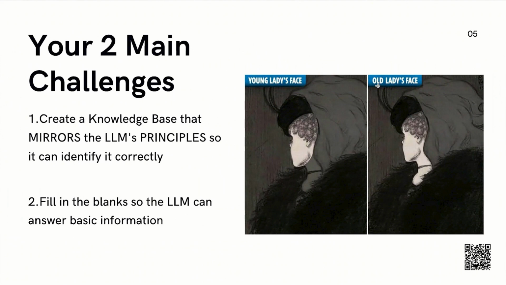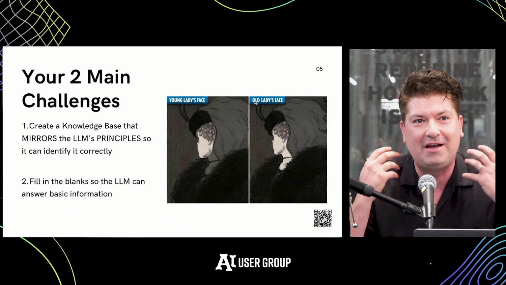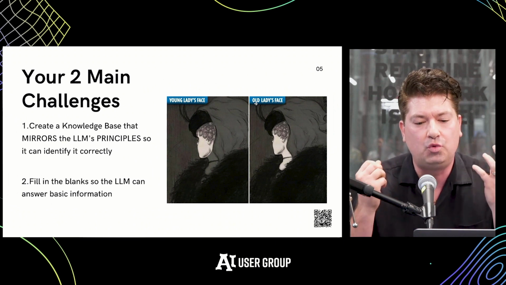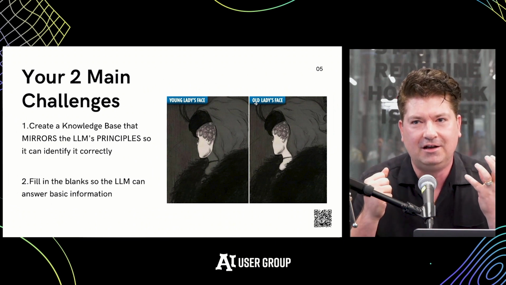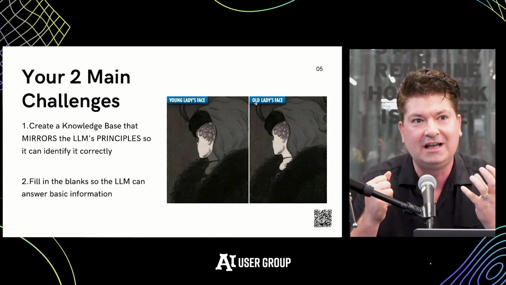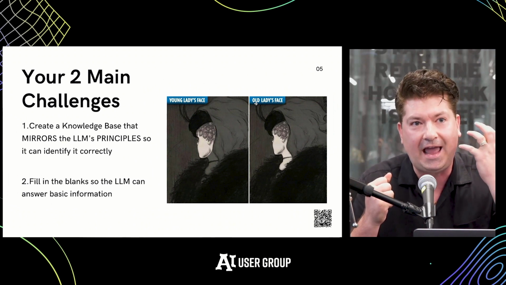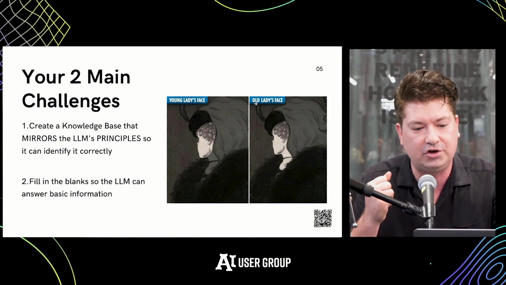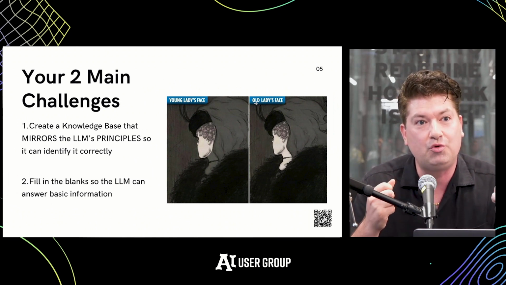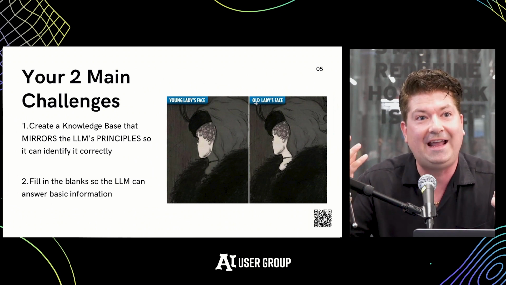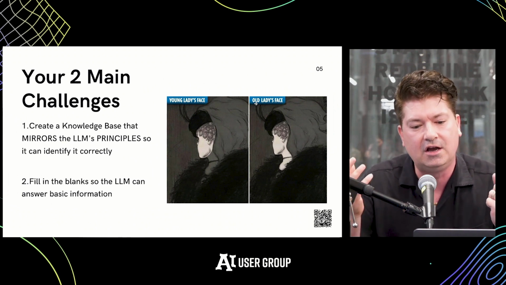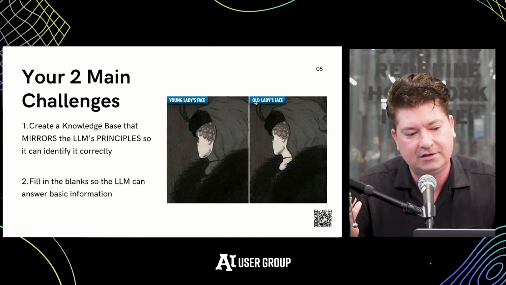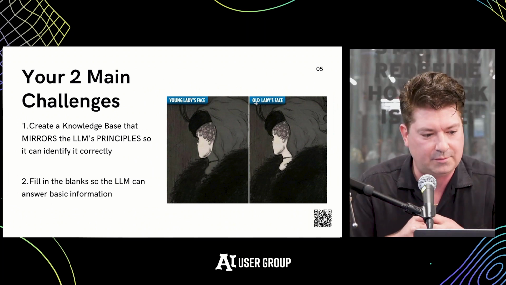So as a designer, you have two main challenges as a conversational designer. One of them is that you want to create knowledge bases and information that maps on accurately to the large language model so it could identify what sort of icon you're referring to. And then the second thing is you want to feed it additional information so it could answer basic questions like, is it a young woman or is it an old woman? And so in this image, you can see on the left, she's a younger woman, on the right, it's an older woman.